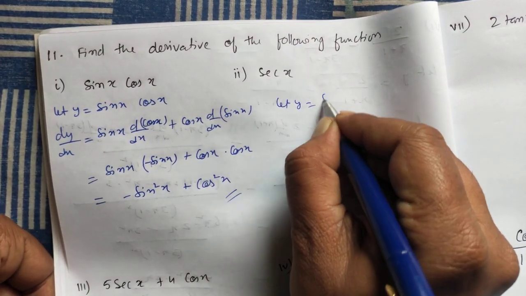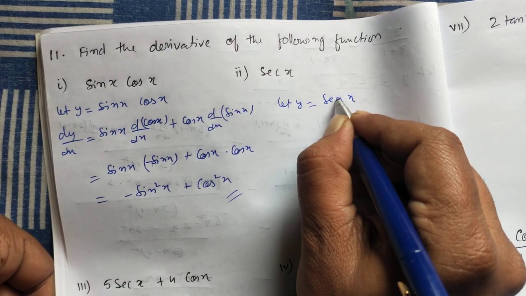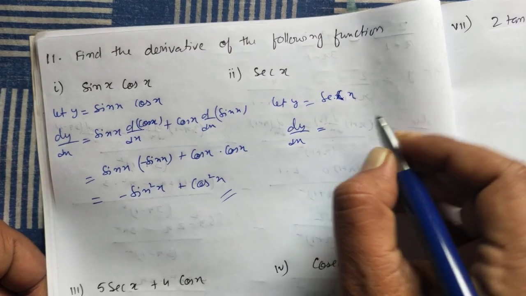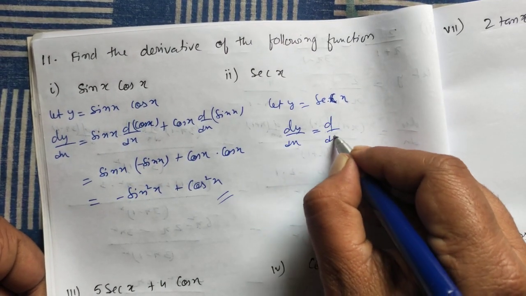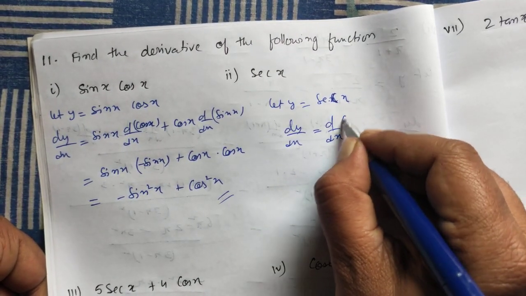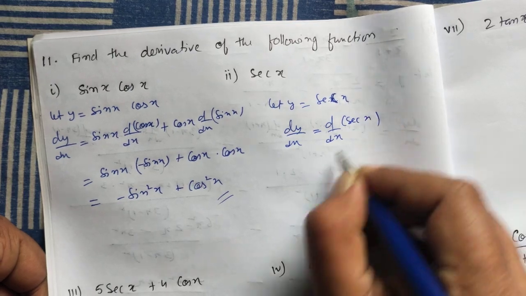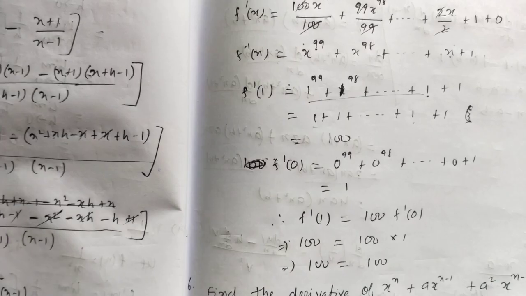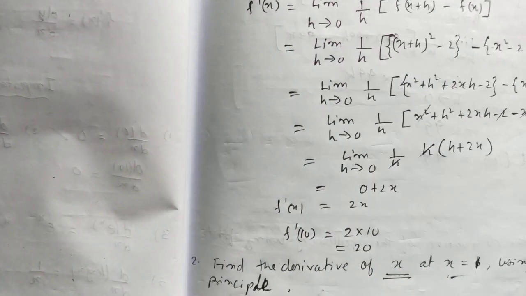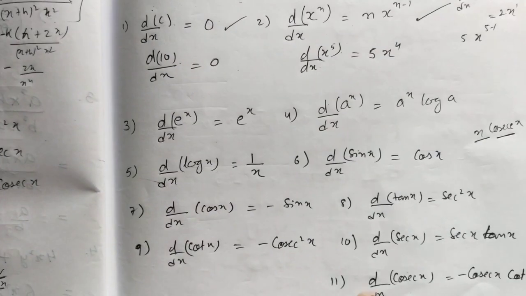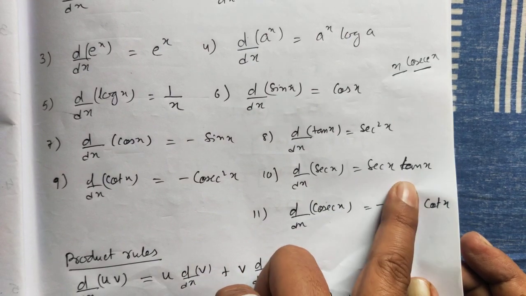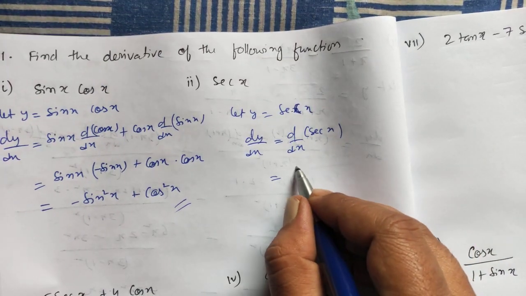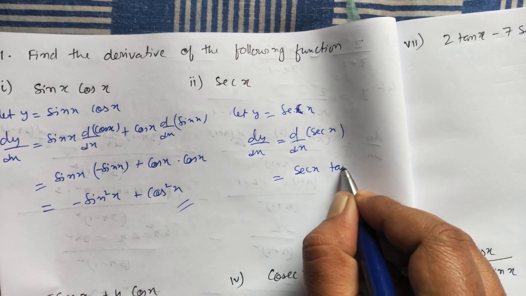Let y equal to sec x. So dy by dx will be, you can use the direct formula only. What is the derivation of sec x? It is sec x tan x. So you're done. Derivation of sec is finish.